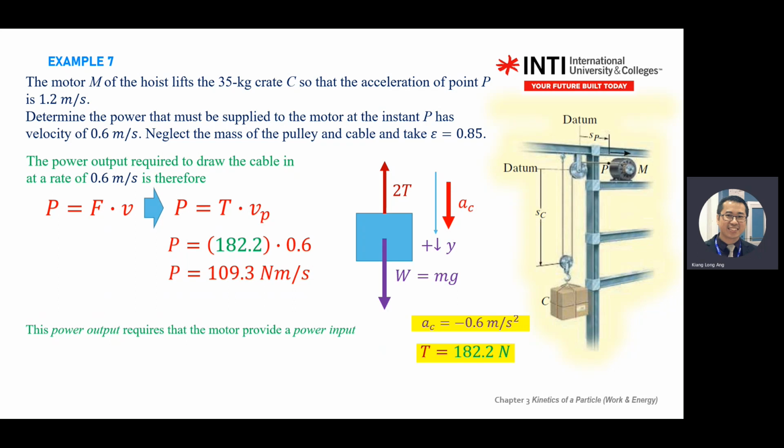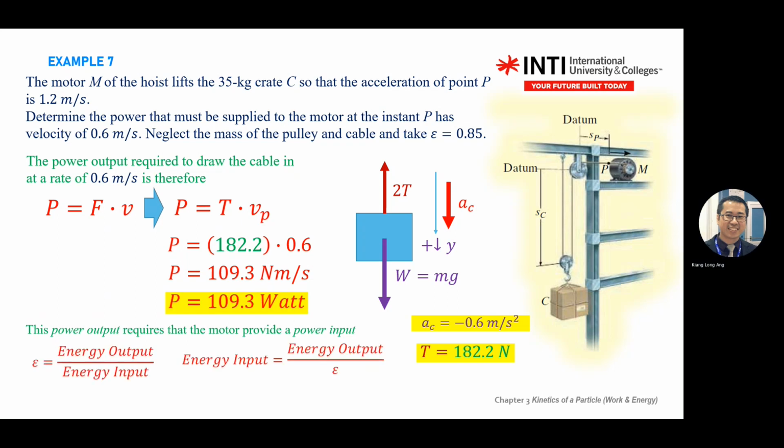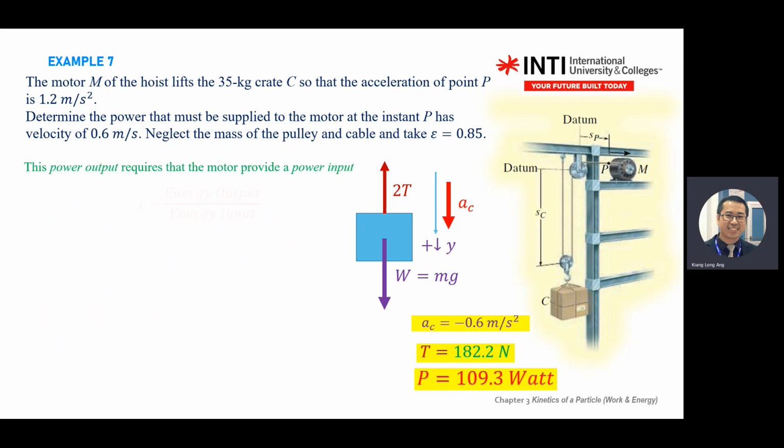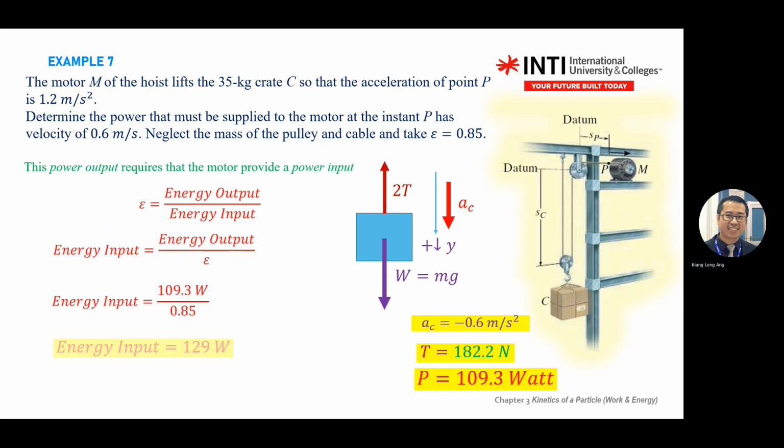You have the output. You want to find the input, so move the efficiency down, and you can find your input. So from the calculation, the energy input is 129 watt. So recall the definition, move here and there, and you get the answer.